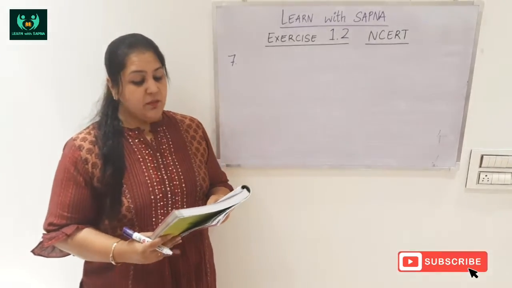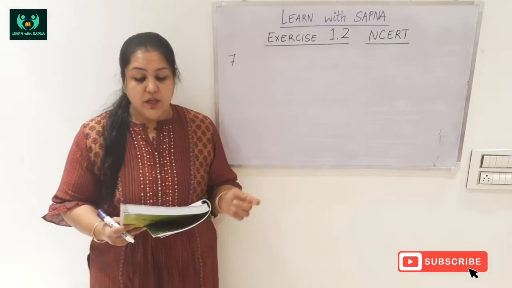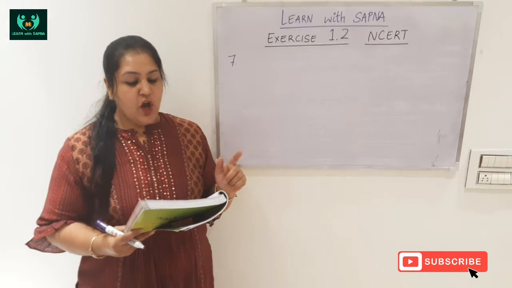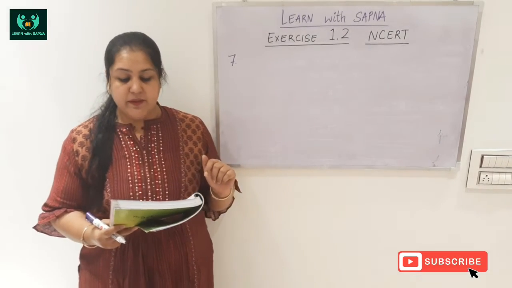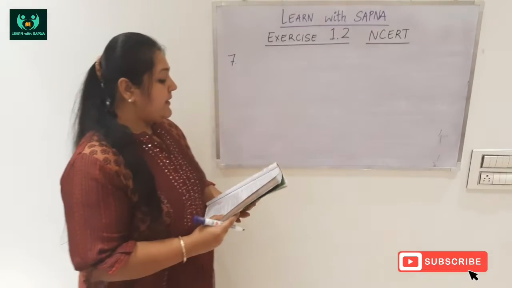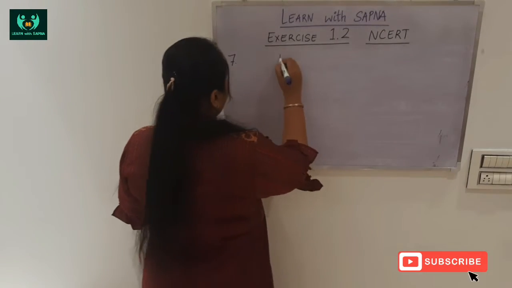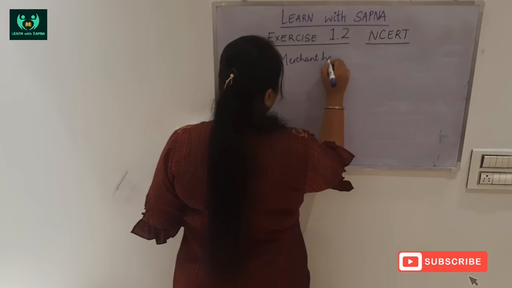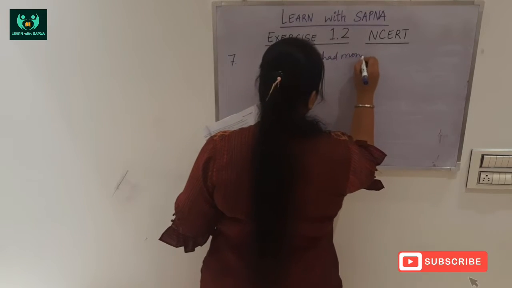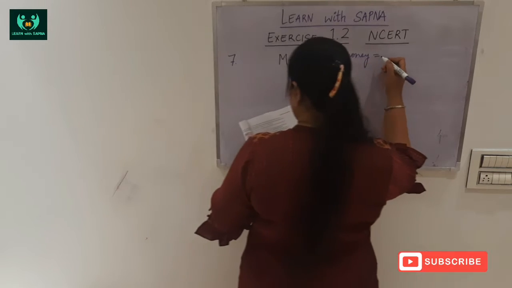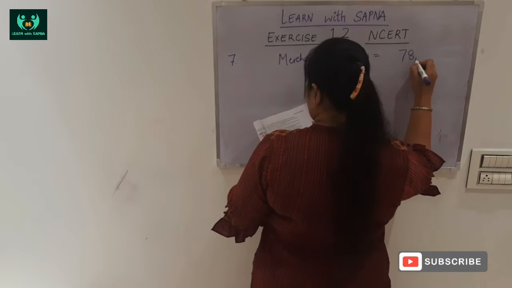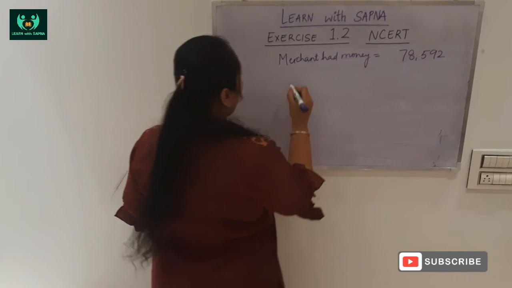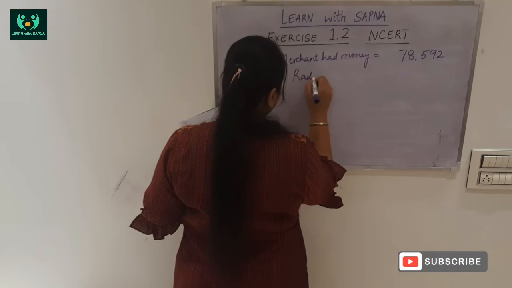Seventh question says a merchant had that many rupees with her. She placed an order for purchasing 40 radio sets at 1200 each. How much money will remain with her after the purchase? Let's go step by step. First of all, merchant had money. How much money she had? That is given to us as 78,592. Now, how many radio sets she purchased?